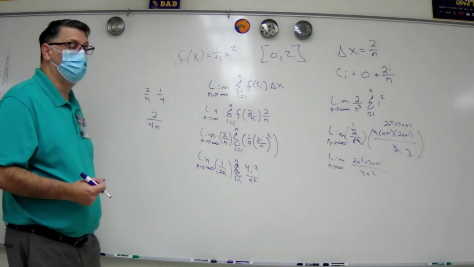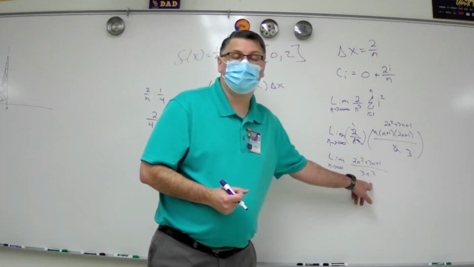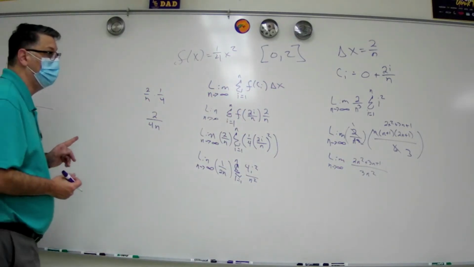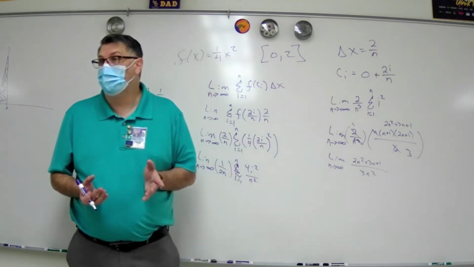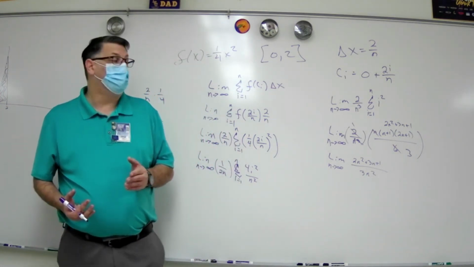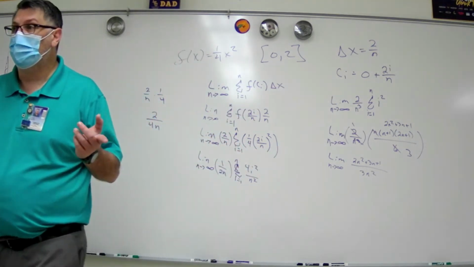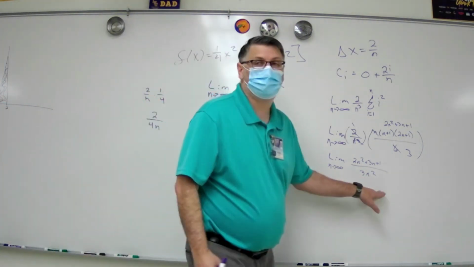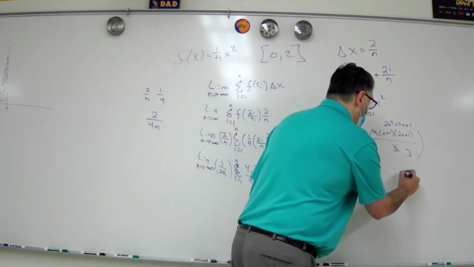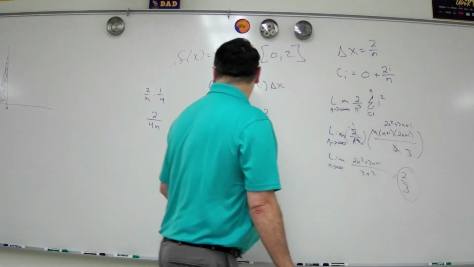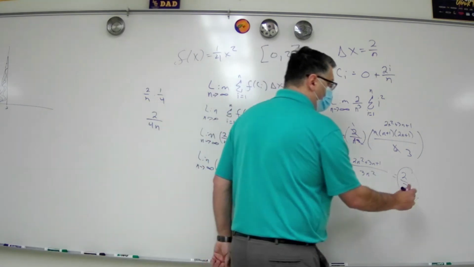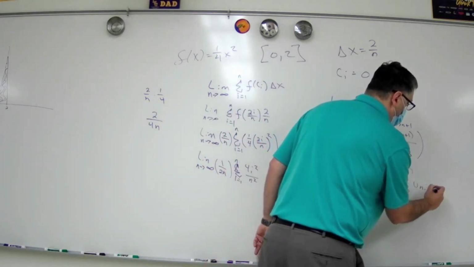The limit as n approaches infinity is nothing more than end behavior. If the degrees are the same at the top and the bottom for the end behavior of a rational function, what's the rule? It's the ratio of your leading coefficients. What's my leading coefficient on top? What's my leading coefficient on bottom? So what is the limit as n approaches infinity of this rational function? 2/3. What's the area underneath this curve? 2/3 unit squared. Because that is what you're finding.